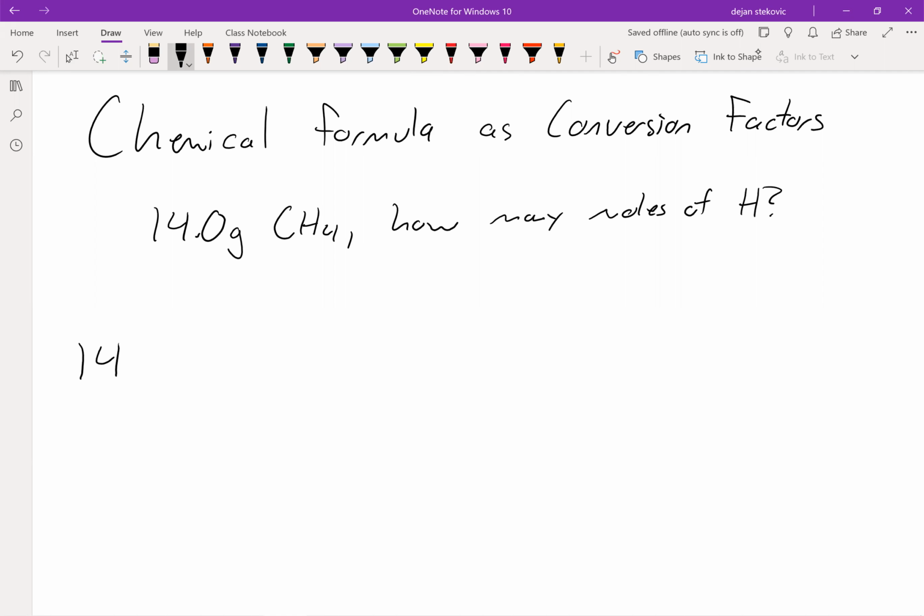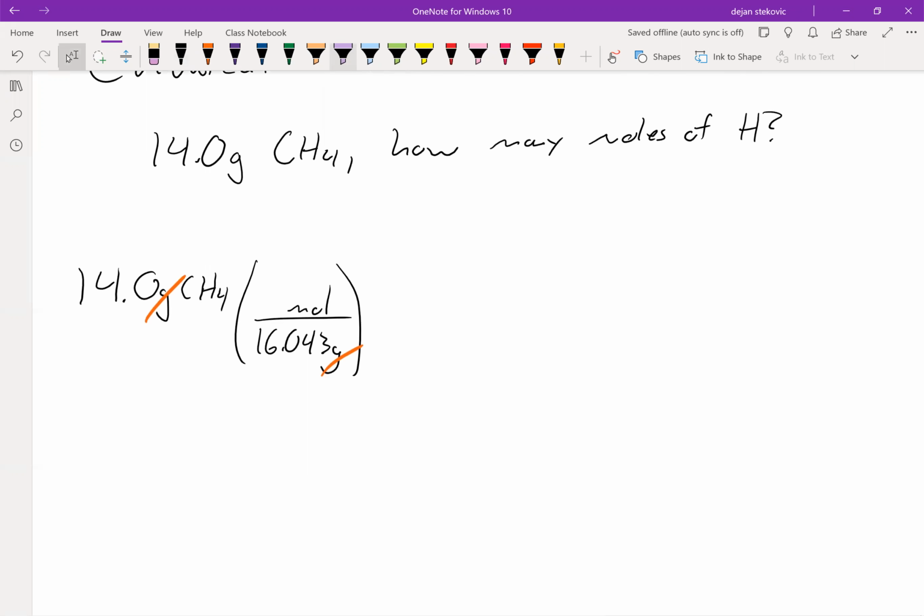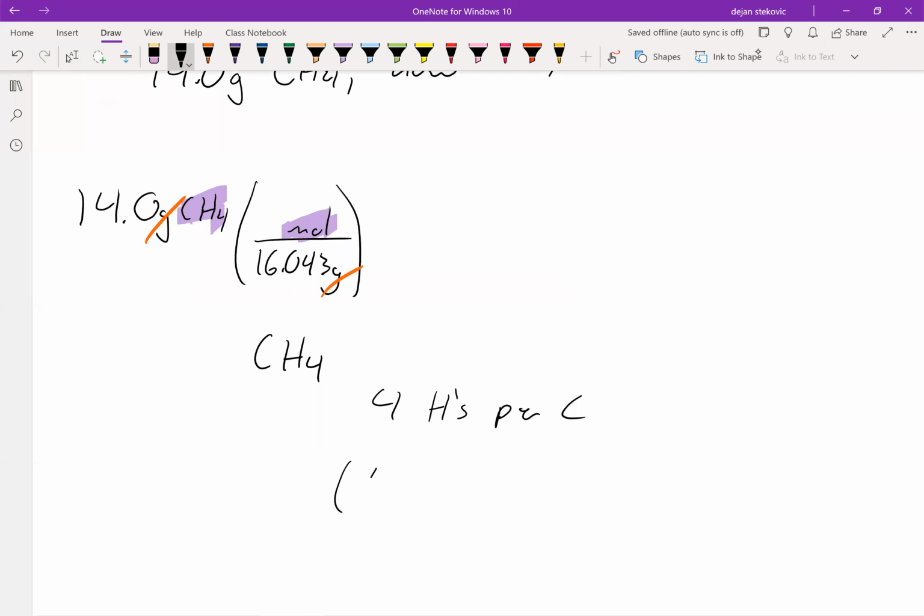So again, we have this 14.0 grams of the CH4, and our first step, whenever we have grams of anything, I mean 99% of the time, it's going to be go to moles. So we have our number from before, the molar mass from before, 16.043 grams. So grams and grams will cancel out here. And now we want to think about, instead of moles of CH4, we want moles of hydrogen. So for example, if we think about CH4, we have 4 H's per carbon, and that's a conversion factor right there.